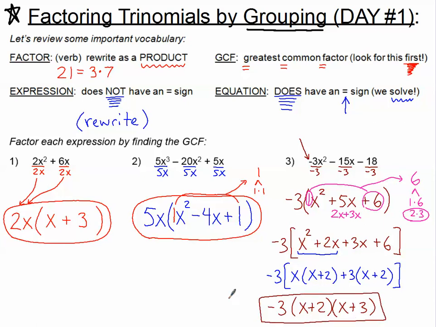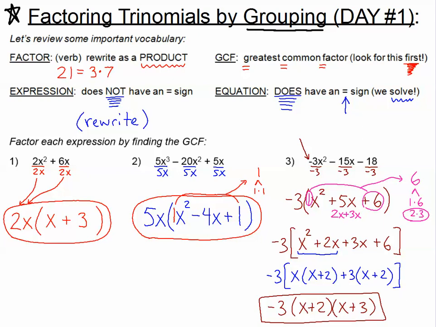So what I wanted to show you here is sometimes pulling out a GCF is all you can do. For number 1 and number 2, that's all that we could do. But in number 3, when we pulled out a GCF, we were left with a trinomial that actually could factor more. And you always want to factor completely.